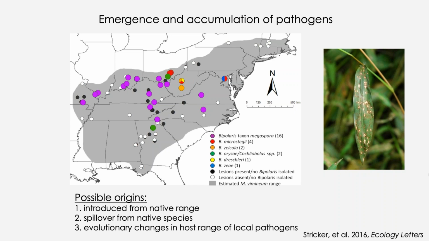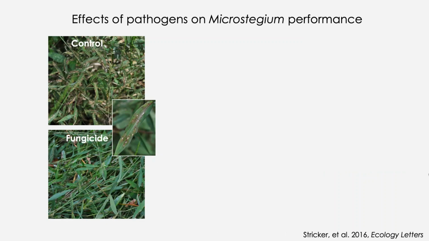And so Bipolaris is a common pathogen of grasses, turf grasses, and even corn. And then there also could have been evolutionary changes in the host range of these local pathogens to allow them to infect Microstegium. So the next question we had is, are these pathogens actually doing anything when they infect Microstegium?